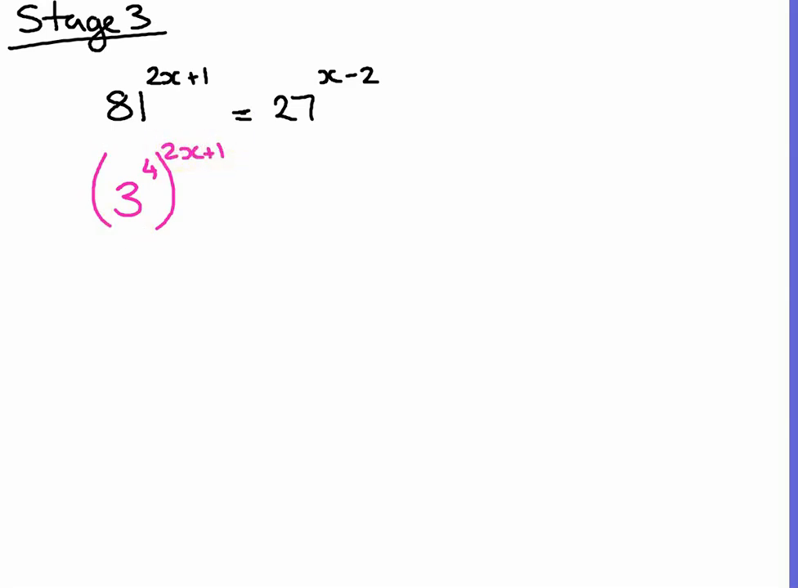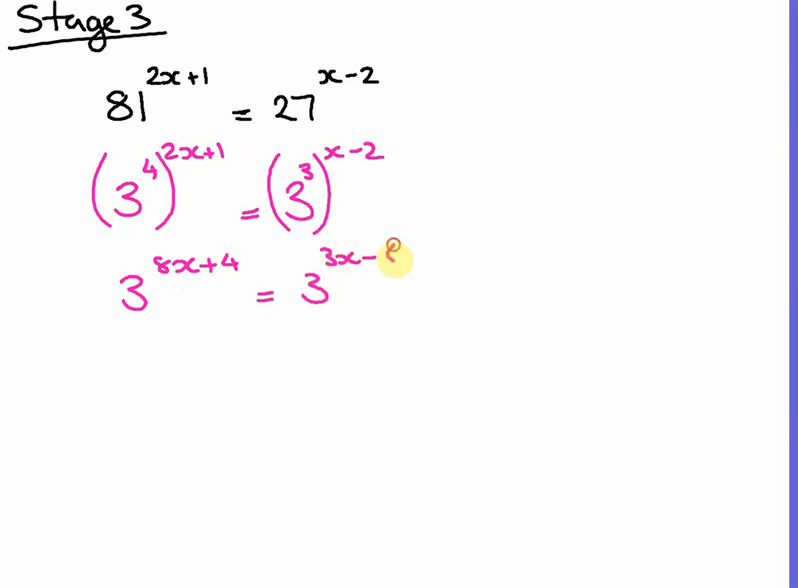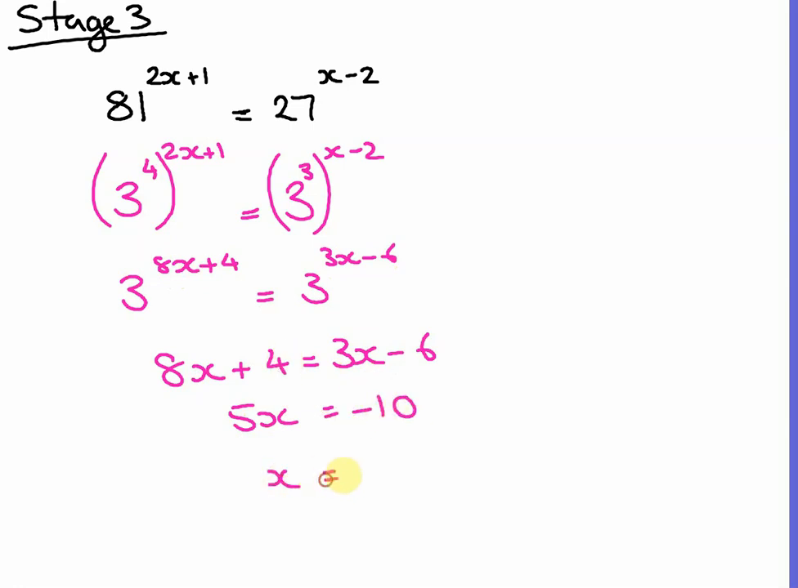2x plus 1. And 27 is 3 cubed, x minus 2. So now I've got the same base on left and right. We've got the power to power, so let's just multiply those. We've got 8x plus 4. Don't forget to multiply both the terms by the 4. And we've got 3x minus 6. So the powers must be equal because the bases are the same. So we have a year 1 two-step equation. So x is on one side, numbers on the other, so x must be minus 2.